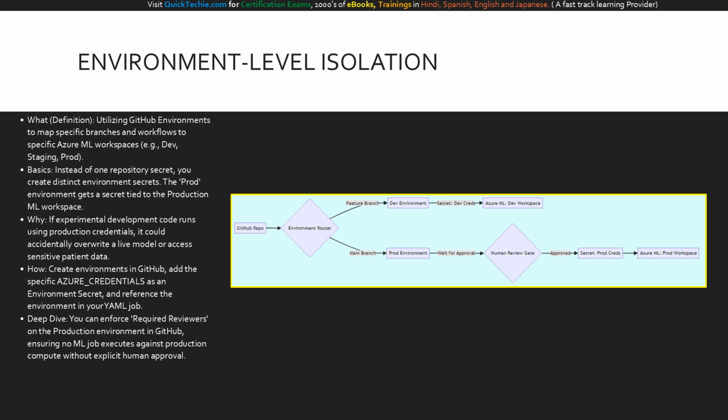Here we see environment routing in action. The pipeline checks the branch context. Feature branches route to the dev environment, pulling dev credentials and executing in the dev workspace. Main branch deployments route to the prod environment. But notice the halt, the human review gate. The pipeline pauses, waiting for a human approver. Only upon approval does it fetch the production credentials and interact with the live production workspace.